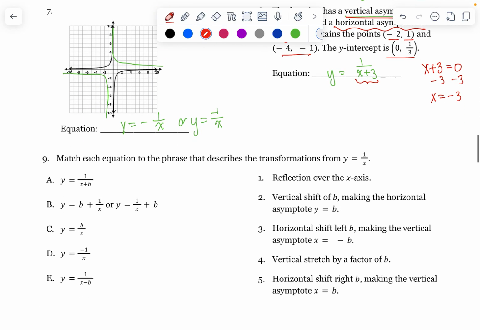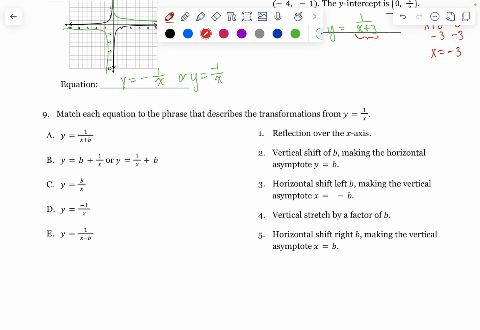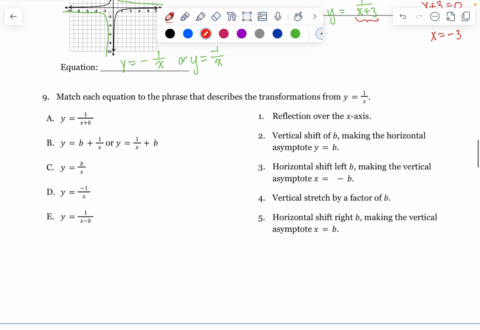So let's go through one graphing one. For number 9 here, I want you to match the rule with the notation, and then you can check your work with the key.